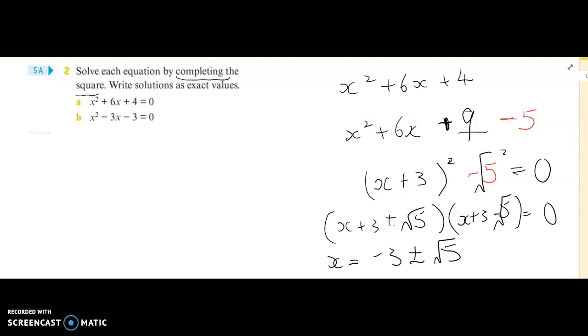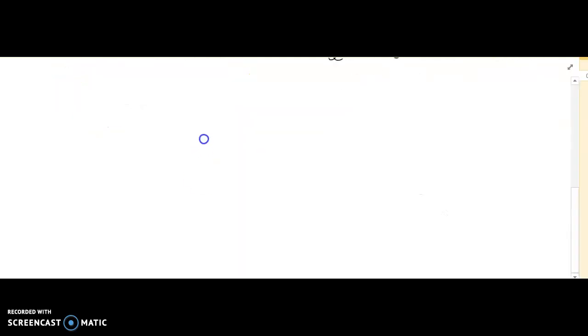Now, the reason the student has asked for part B is because that's the challenge: the fact that we have an odd number. So let's have a look at that one. We have x squared minus 3x minus 3. Again, we know that the factors of minus 3 will never add up to minus 3. And in year 11 and 12, you're expected to recognize that this is a completing the square.